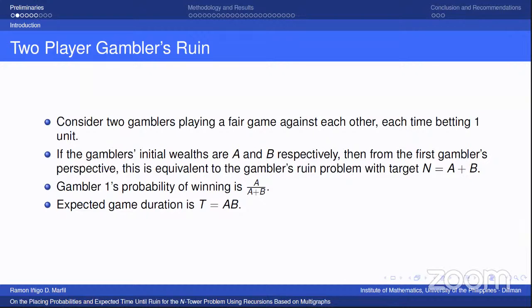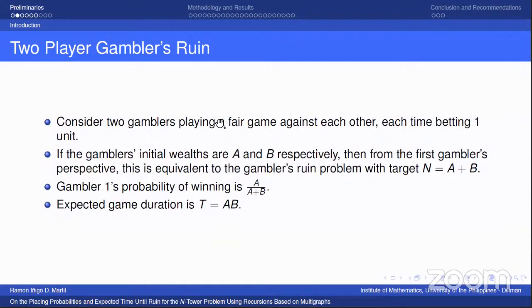In solving the two-player gambler's ruin problem, pwede natin tingnan yung pag-solve nito in one player's perspective. For example, gambler one's probability of winning is simply A over A plus B, or the ratio of his wealth to the total wealth of all players, or in this case, the two players. And the expected game duration is T equal to the product A times B.